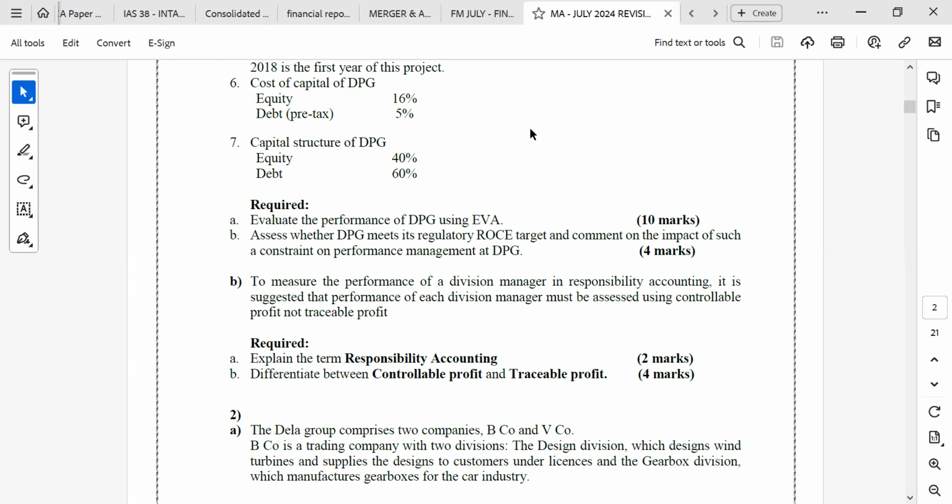That is not bad. Yes, Nia. Controllable profits are profits generated from activities that a manager is controlling. And then the traceable profit will be the profit remaining after deducting all the costs that are directly traceable to the division from which the controllable profit is generated.